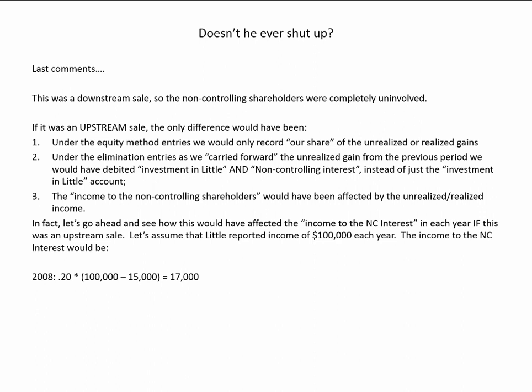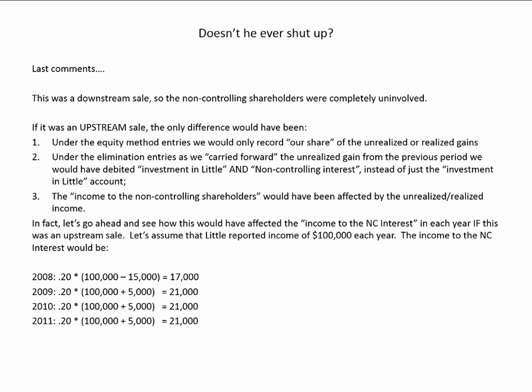Again, they're going to get 20% of the adjusted/realized earnings. So we're going to take the reported earnings of $100,000, subtract out the unrealized portion of $15,000, so the non-controlling shareholders will get 20% of $85,000, or $17,000. In 2009, we give back, in a sense, $5,000 of that $15,000 unrealized gain. So they're going to get 20% of $105,000, and the same thing in 2010 and 2011.